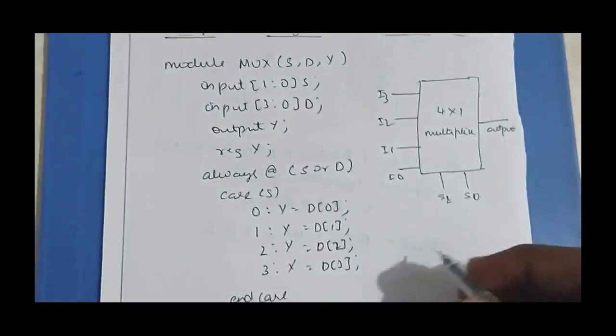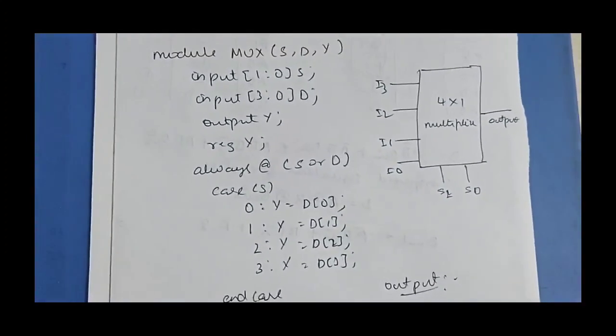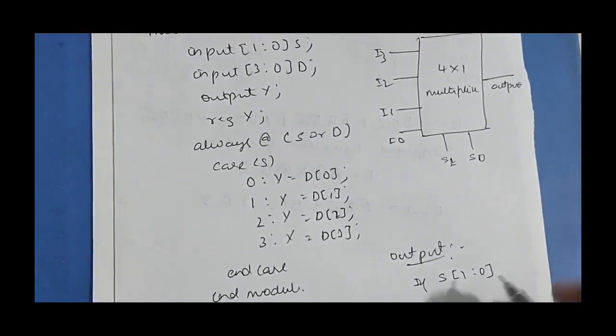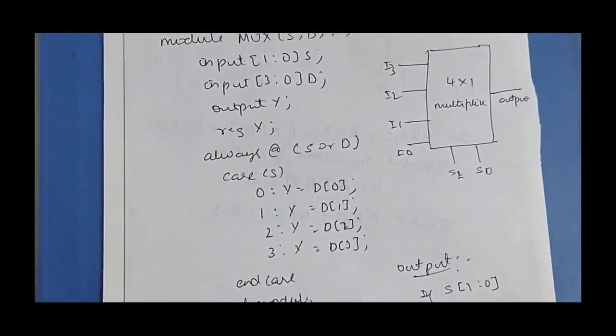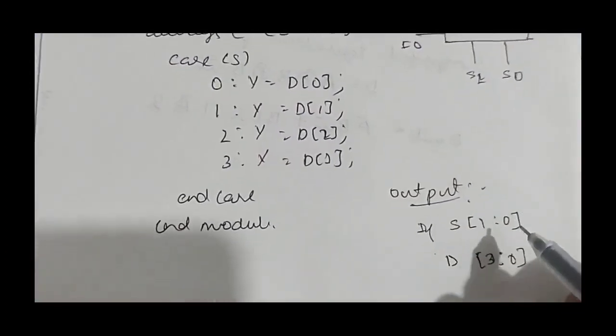For this, the output will be as follows: s[1:0] is given as 11 and d[3:0] is given as 1100, and the output y will be 1.